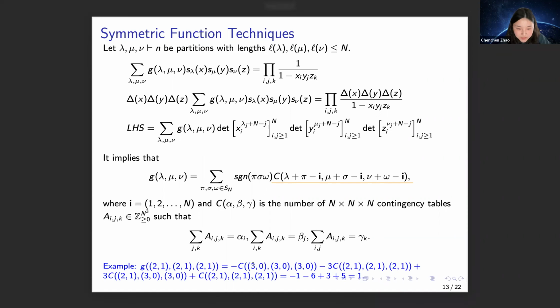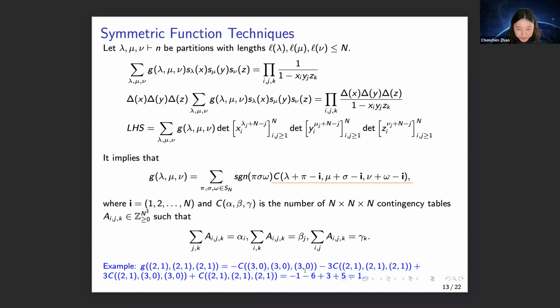Here is an example of computing the Kronecker coefficients using this equation. Here n is equal to 2, and we enumerate over all partition triples, which reduces to this sum. For the first one, if the contingency table has marginals 3, 0, 3, 0, and 3, 0, then there is only one such contingency table. We can only put the 1 at position A111, because anything involving an index of 2 will become 0.